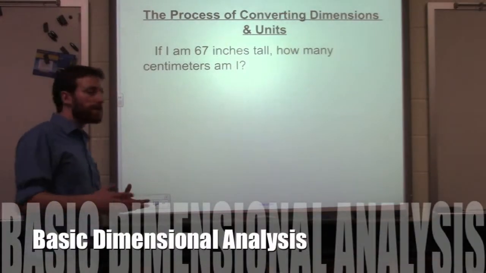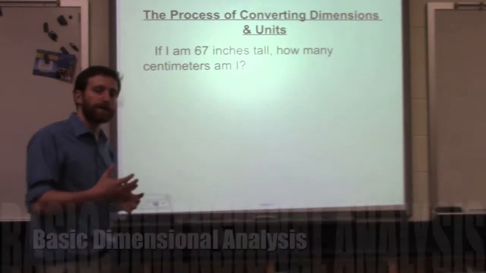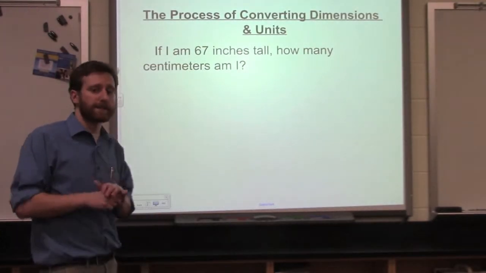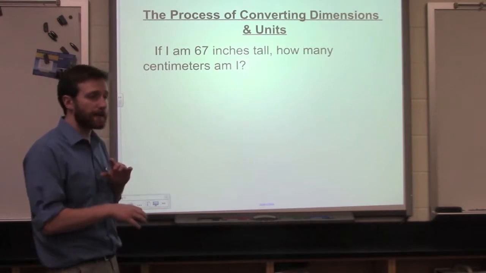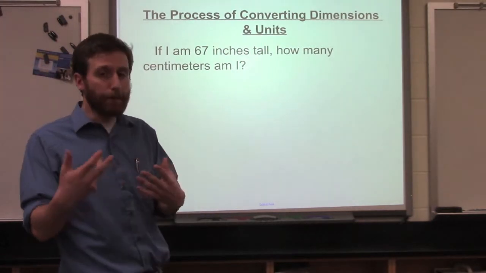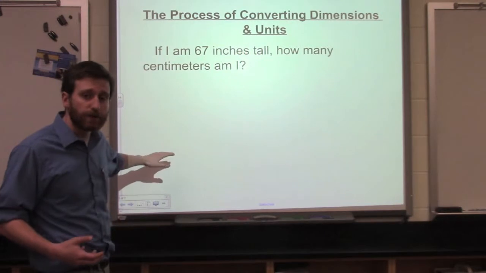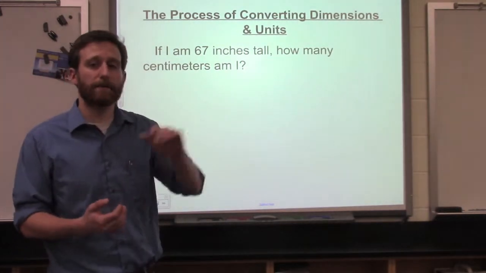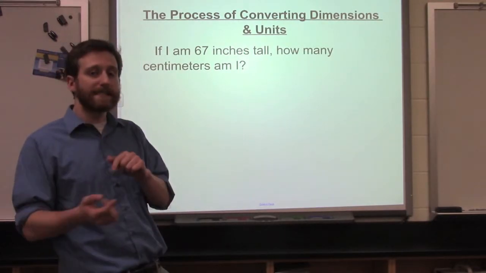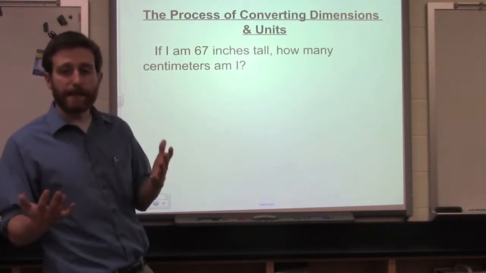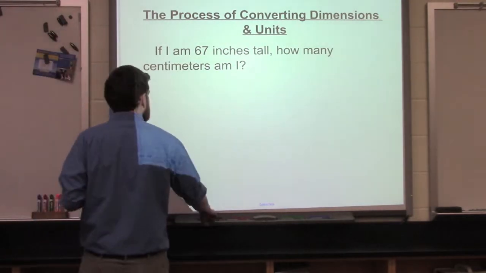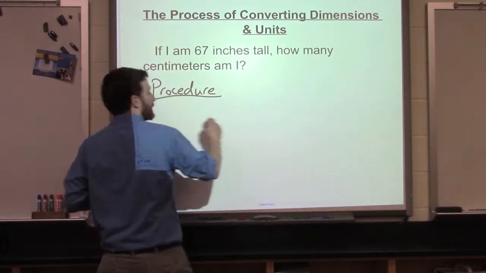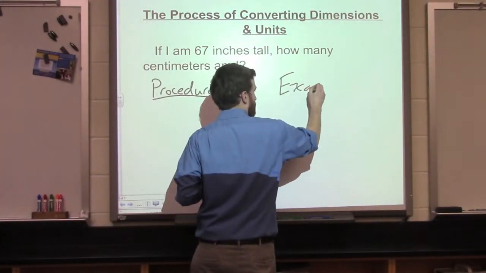So this brings us to one of the most important parts of quantitative chemistry, and that's converting dimensions and units through a process called dimensional analysis. I think it's best understood through seeing an example. So on the left, I'm going to work through writing out the procedural steps of dimensional analysis, while on the right, I'm going to answer the question, if I am 67 inches tall, how many centimeters am I? So here we have the procedure. Here we have the example.